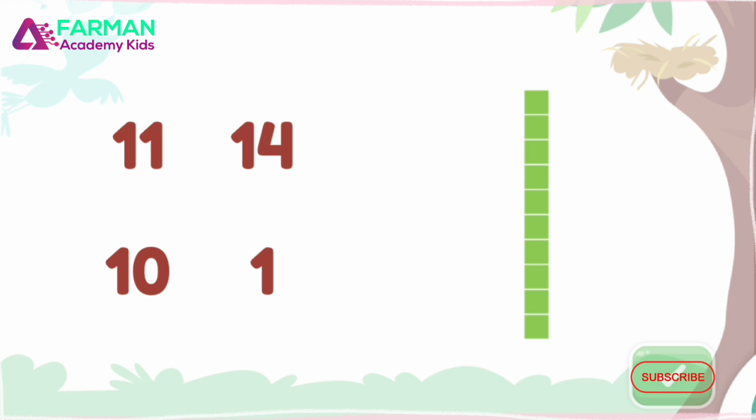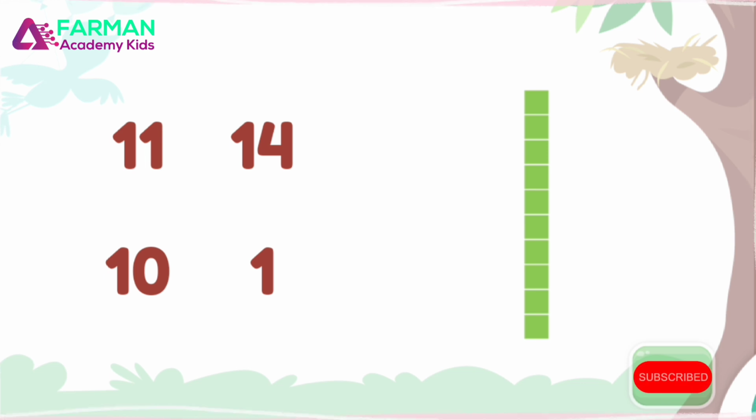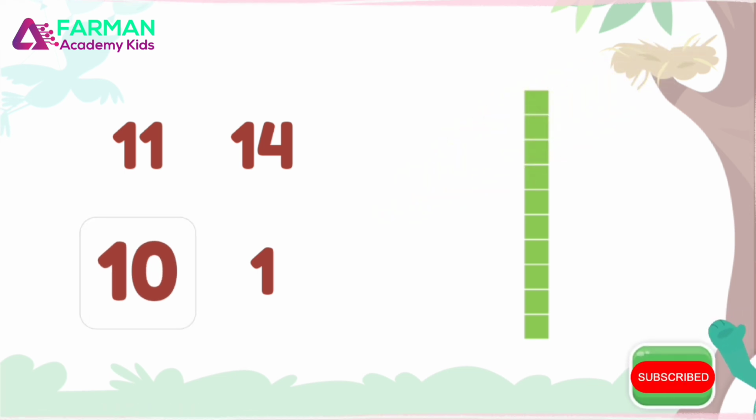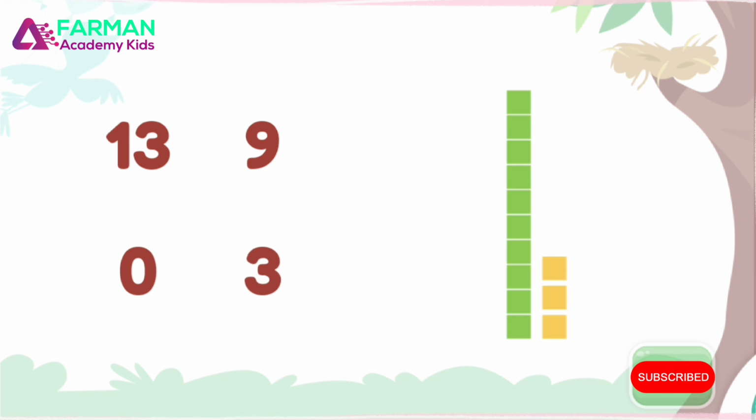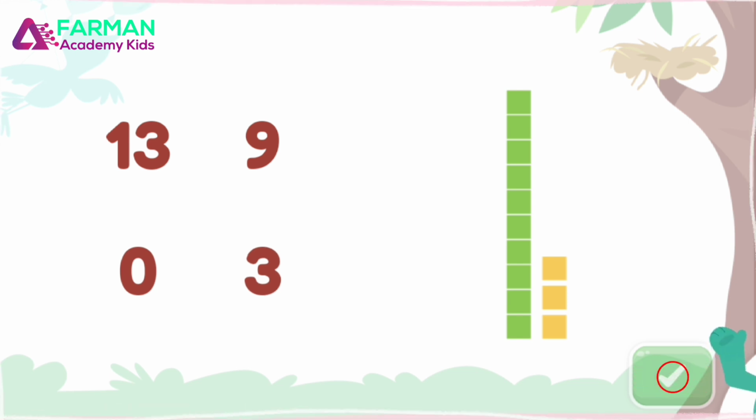1 rod equals 10 blocks. If you see 1 rod, you don't have to count each block to know there are 10 blocks in 1 rod. Tap the number of blocks in the rod. Yay! There are 10. 1 rod equals 10 blocks. There are single blocks next to the rod.